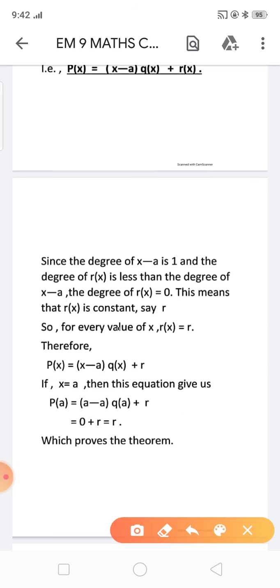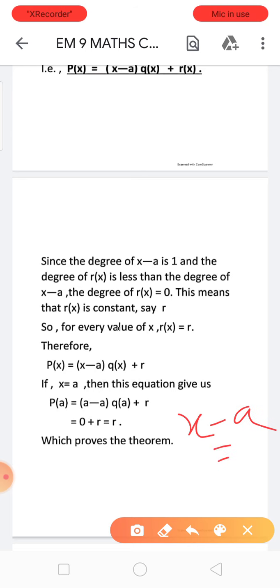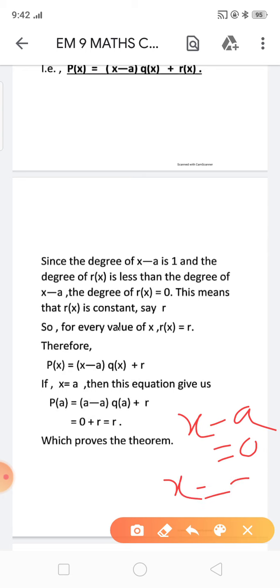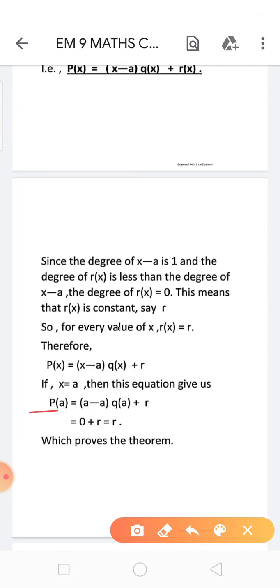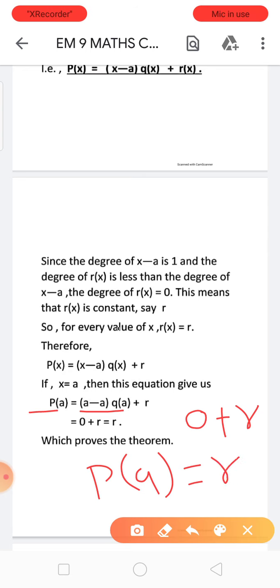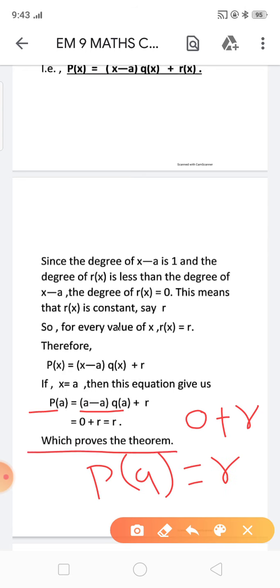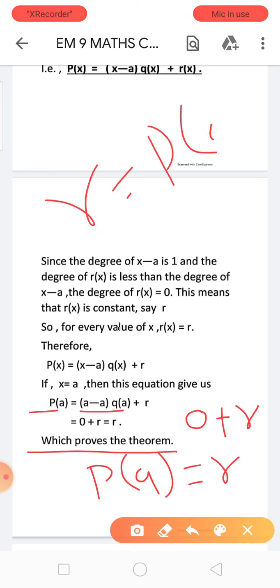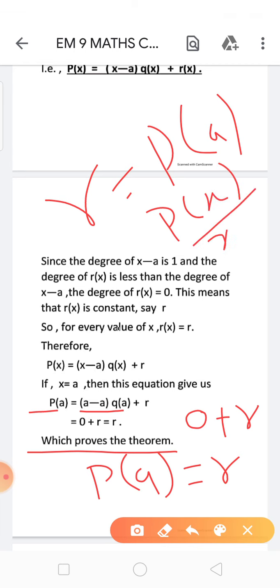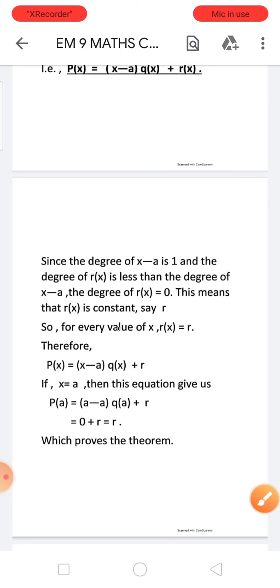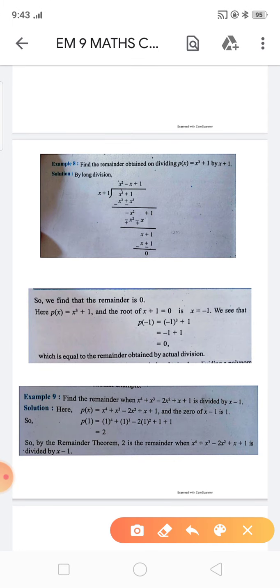Now we find the root of our linear polynomial x minus a. We equate x minus a to 0 and get x equal to a. So if x equals a, then this equation gives us p(a) equal to, substituting x equal to a, a minus a into q(a) plus r. Simplifying this step we get 0 plus r, which means p(a) is equal to r, which we had to prove. Here we prove our theorem: the remainder is p(a) when p(x) is divided by the linear polynomial x minus a. Here the theorem is proved.